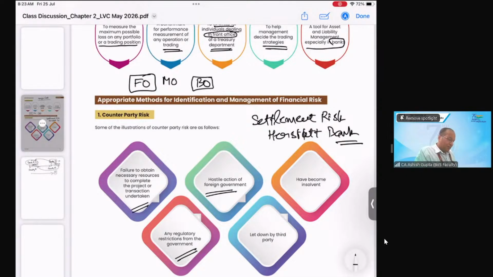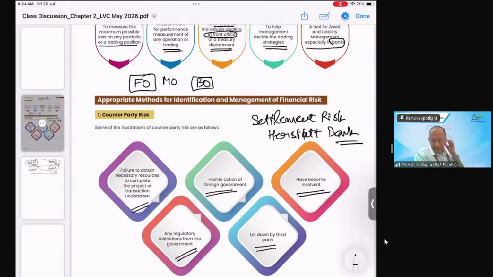Then there is being let down by a third party. The third party may, of its own will, say I will not make the payment. We can say willingly, a willful defaulter. Or the counterparty has become insolvent.